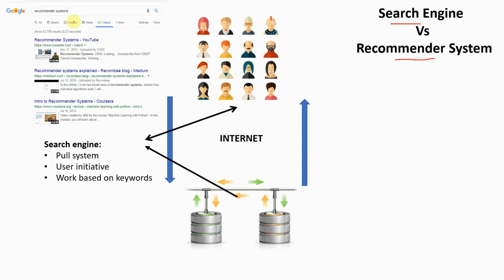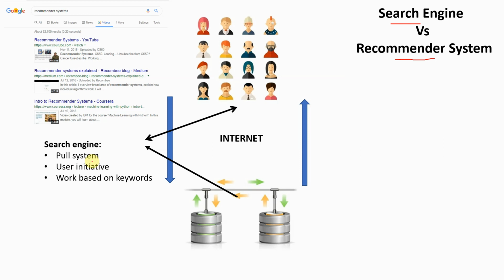Examples are the Google search engine and the YouTube search engine. Whenever you type a keyword in the Google search engine, it will search the database and display the topmost search results based on a ranking algorithm. That's why it is called a pull system. Based on the keyword, it is pulling the data from the database and displaying it to the user.